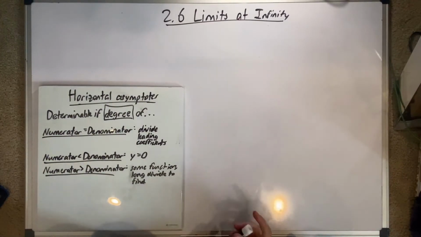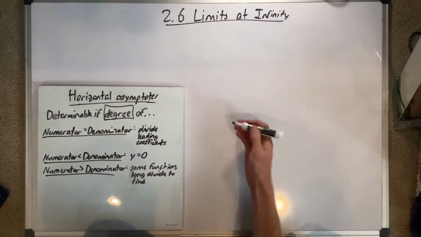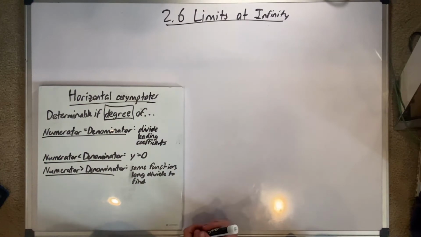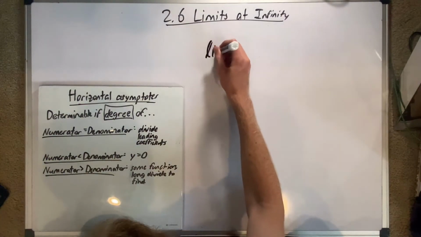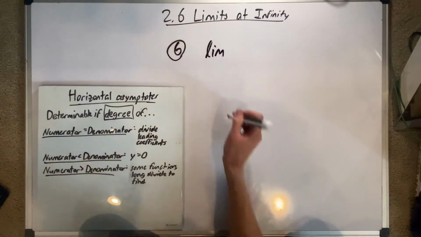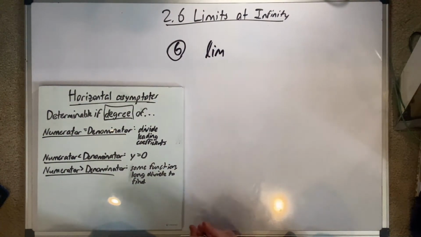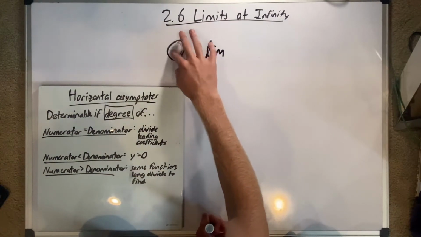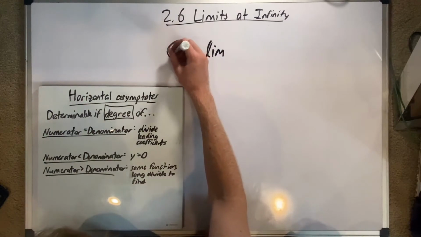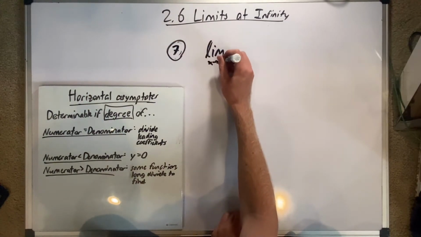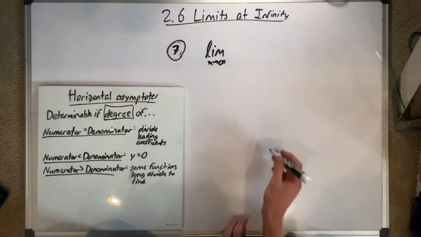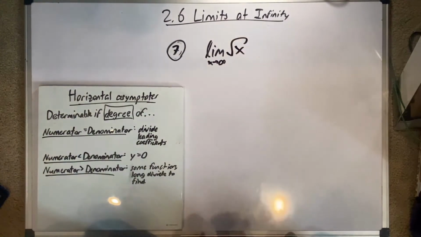So now let's go. Okay. This is number 6, right? Number 6? No, this is number 7. We just did number 6. Number 7, limit as x approaches infinity, yet again, what a surprise, of radical x.